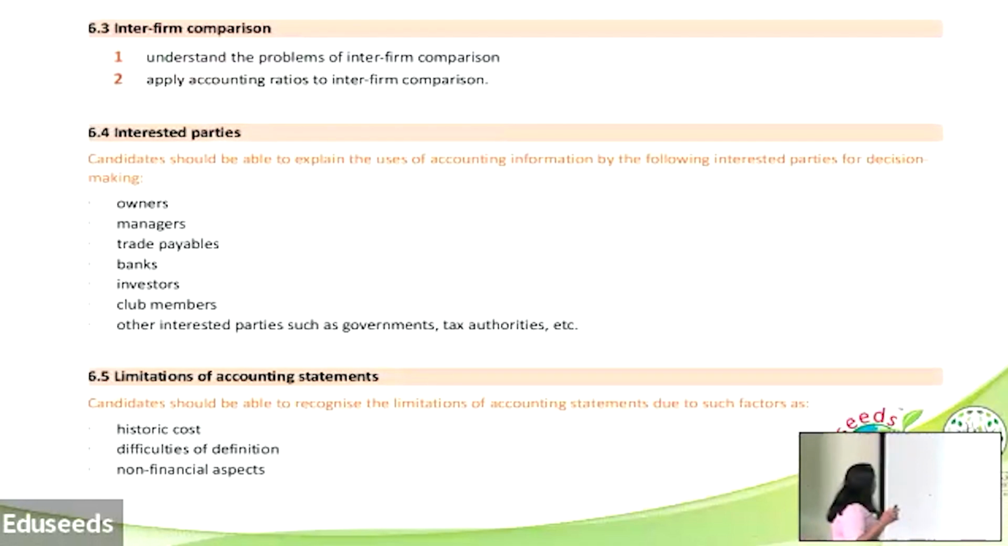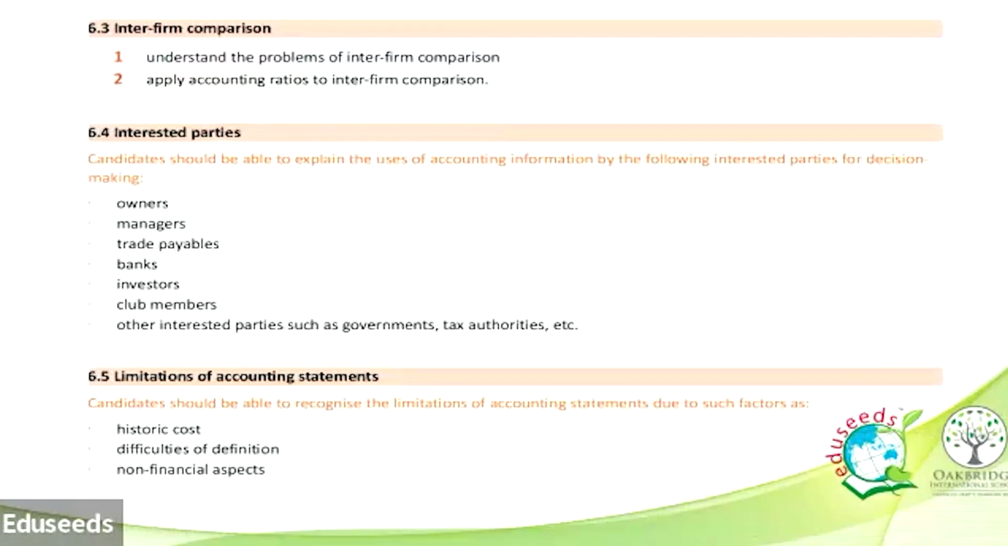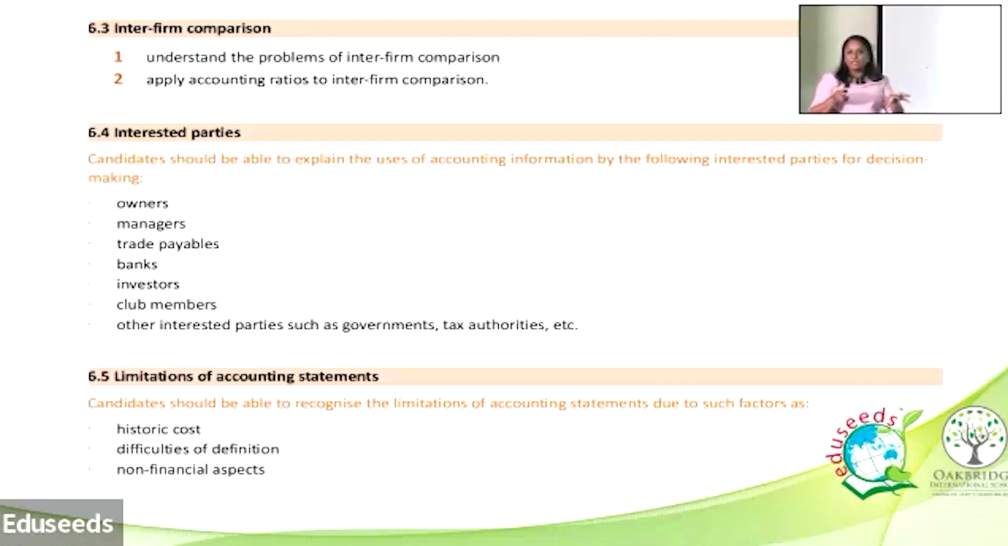Okay. Then once you calculate, you should be able to perform inter-firm comparison. That means you compare your ratio with another company and see how you're performing, or take the industry benchmark and compare. See how your performance is compared to the industry benchmark or compared to other industries. Yeah, we call it inter-firm comparison. And what next you need to know?